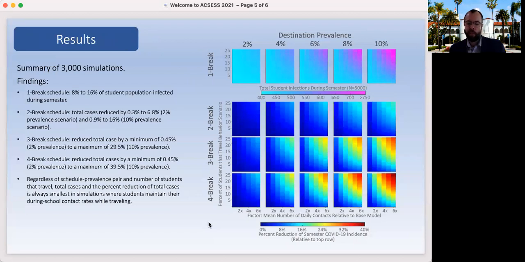We hope that universities can use the results in this figure to determine the most likely possible outcome given the behavior of their student body and the projected prevalence of COVID-19 at the time.